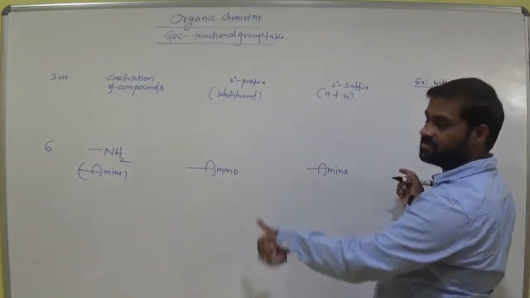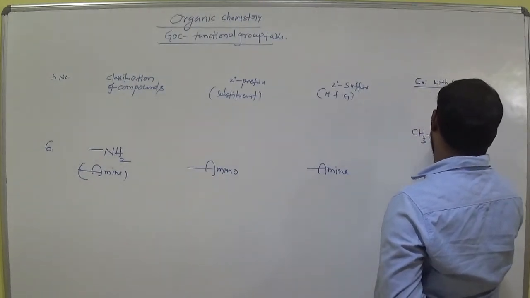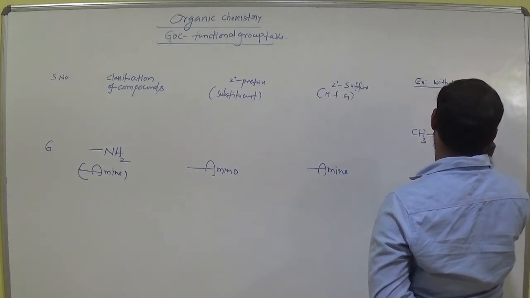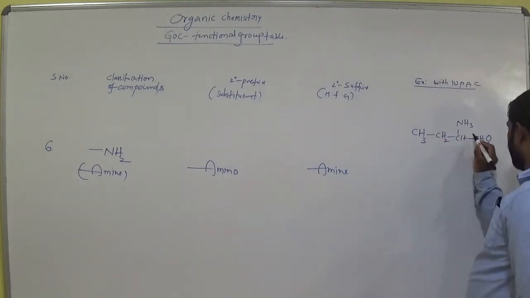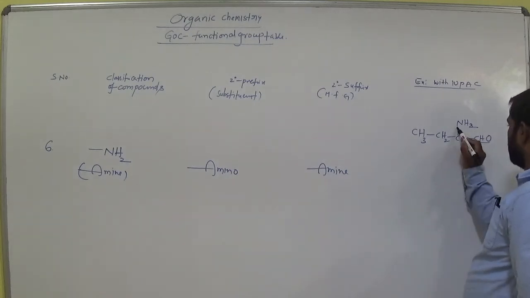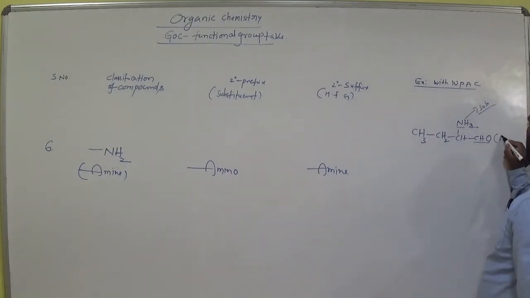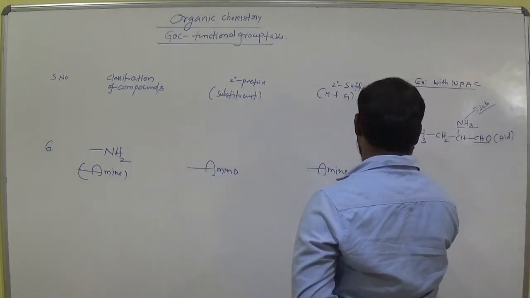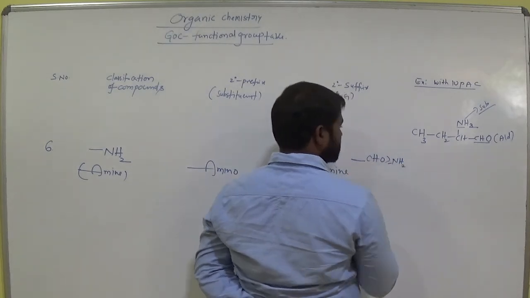Suppose NH2 as substituent. Let's see. CH3 bond CH2 CH NH2 bond CHO. It is aldehyde and this is NH2. Here there are two functional groups. One is substituent, one is aldehydic. Am I right? Aldehyde is the main functional group, then NH2. Am I right? According to functional group order.